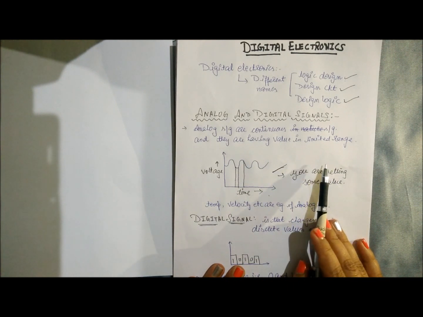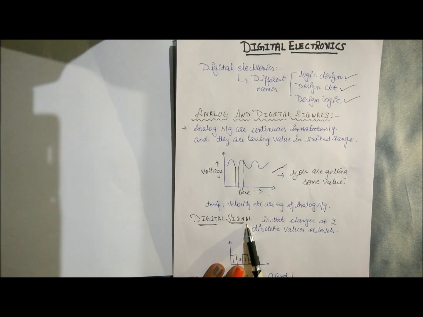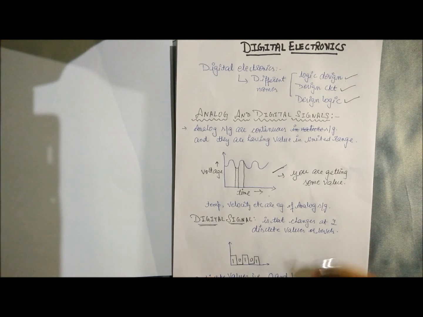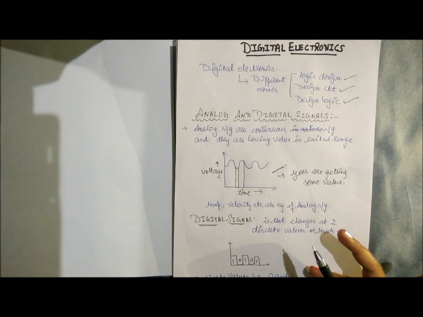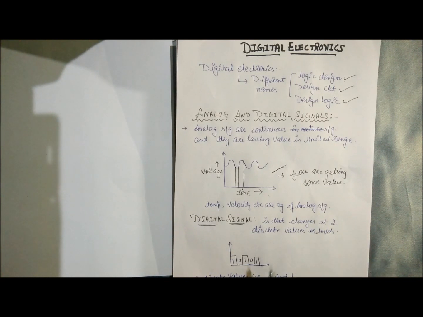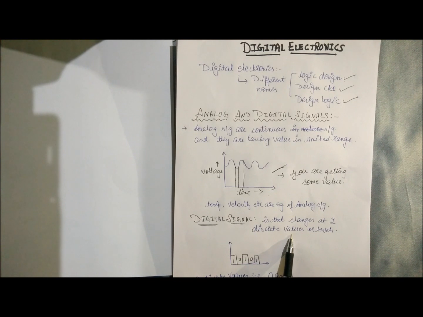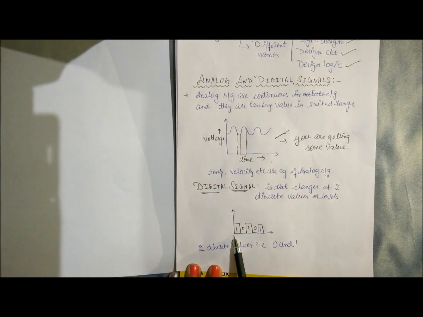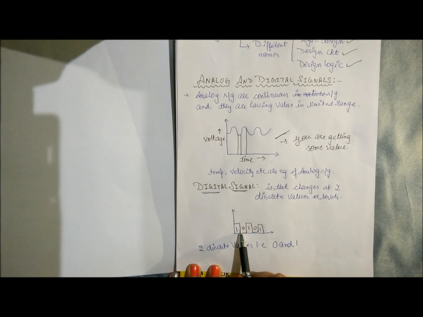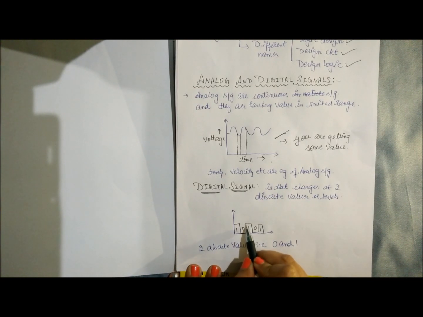Now I'll explain something about the digital signal. What is a digital signal? As you all know, a digital signal is 0 and 1. Only two discrete values are there in the digital signal, that is 0 and 1. This is the graph of the digital signal. At the high value it is 1 and at the low it is 0. You can draw this graph and make the discrete signal.